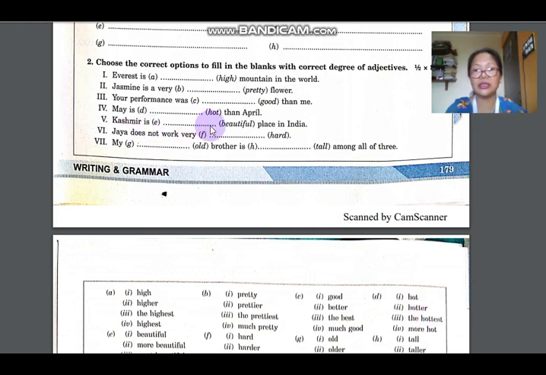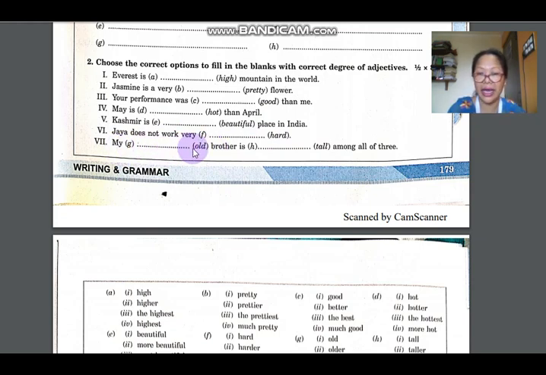Kashmir is dash place in India. We are not making any comparison here. Kashmir is a beautiful place in India. Okay. Jaya does not work very dash hard. Jaya does not work very hard. Here also there is no comparison between Jaya and anyone else. So we will use Jaya does not work very hard. We will use the positive form of comparison.